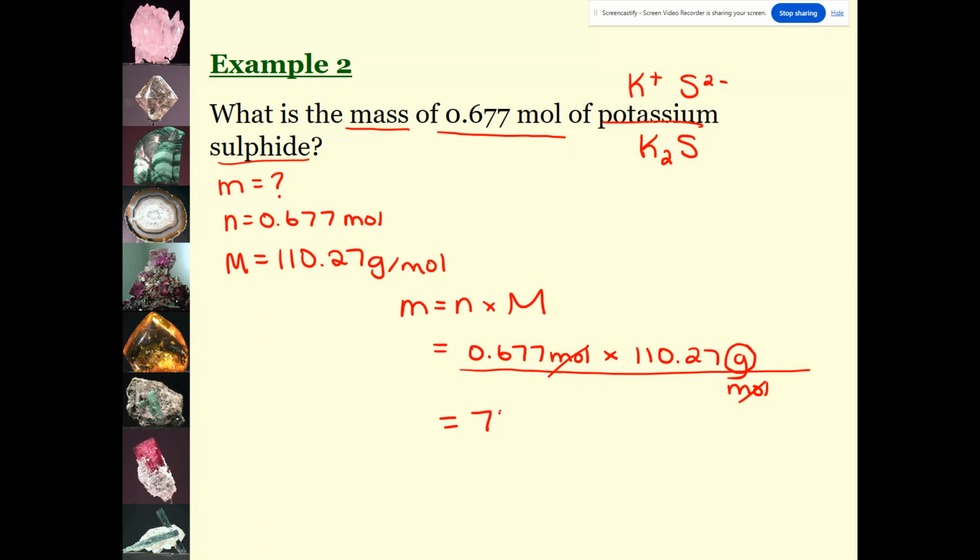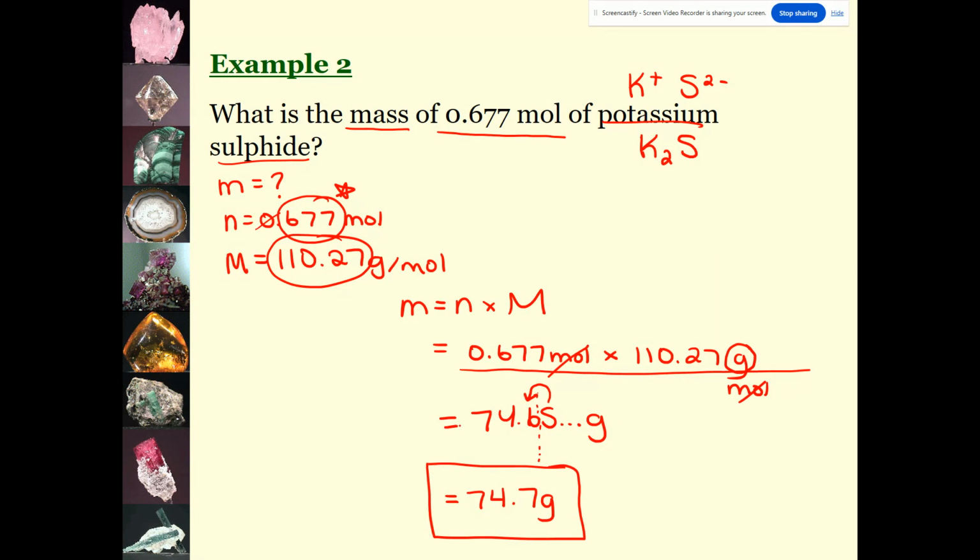I get 74.65 and so on grams. Again, I look back at the question. Leading zeros don't count. So there's 3 sig digs and 5 sig digs. The lowest is 3. So if I can only keep 3, I'm going to cut it off after my third digit, which is the 6. I'm cutting off a 5 again, so that's going to round that up, and I'm going to get an answer of 74.7 grams as my final 3 sig dig answer. I don't need to put it in scientific notation because I'm not cutting off the decimal. The decimal is part of the answer there. Okay?